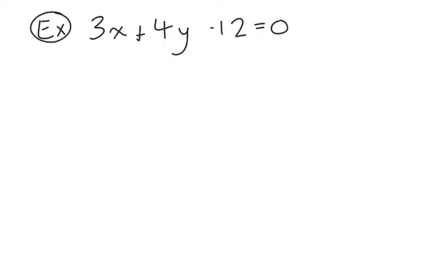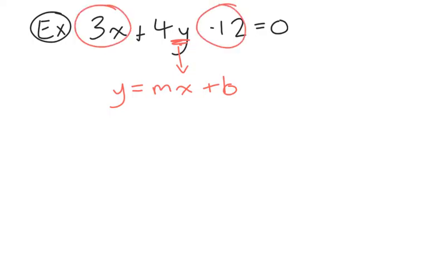In our last example, we have 3x plus 4y minus 12 equals 0. We want to change the form of this line to slope-intercept form, which is y equals mx plus b. You'll notice that the variable of y is not isolated as well. It is stuck with these other terms. We want to move these terms to the other side. We can either move 3x or we can move negative 12. It doesn't really matter. I'm going to move the negative 12 first.